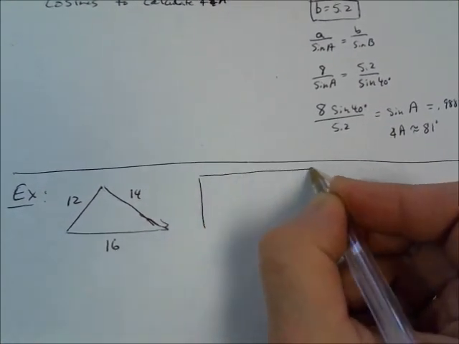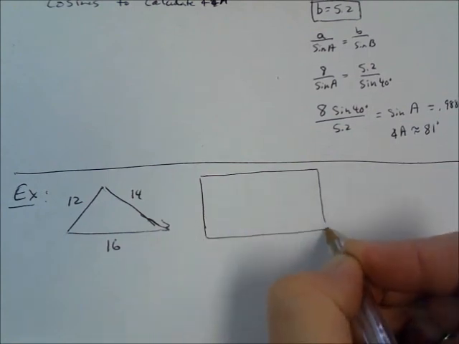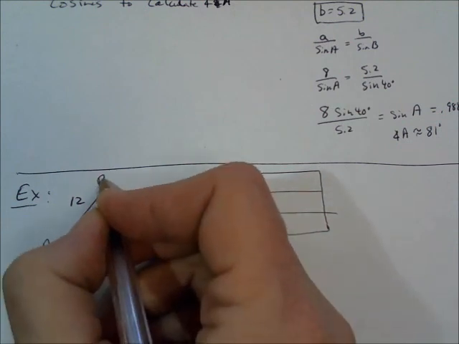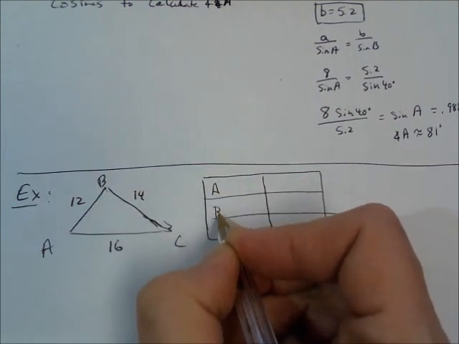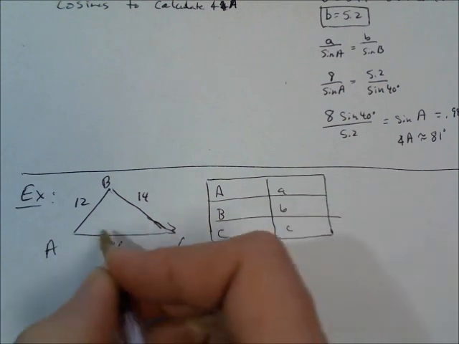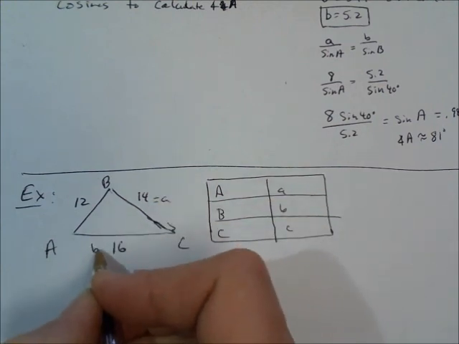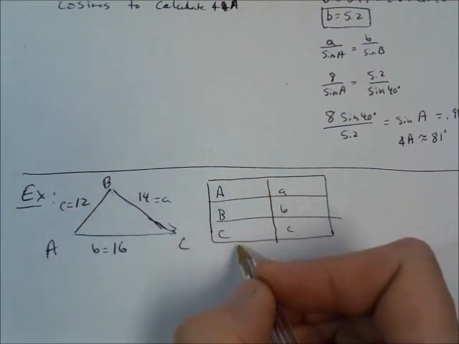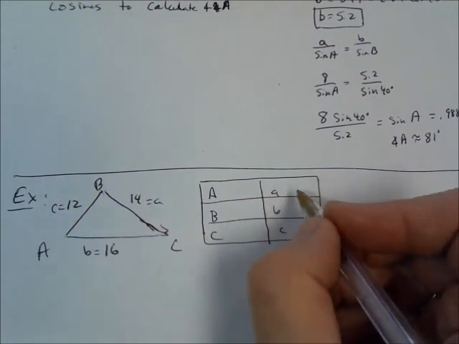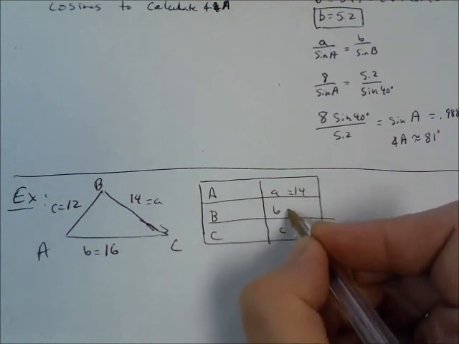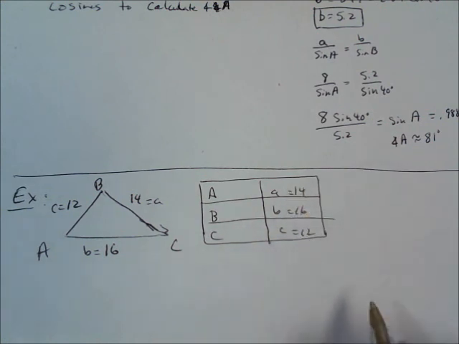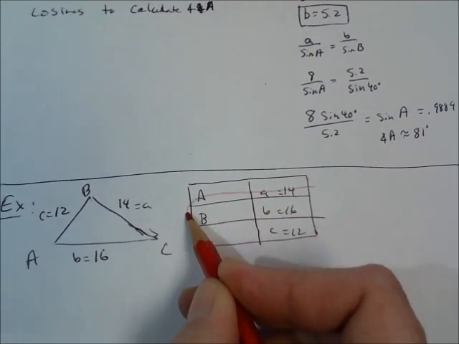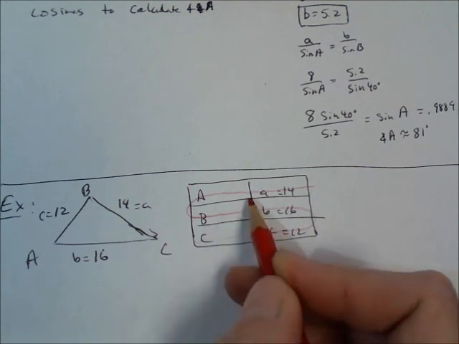So let's see what law we're going to use on this to solve this triangle. Well, let's call it ABC. And 14 is A, B is 16, C is 12. So we can't fill in any of these angles. We don't know those, but we know A is 14, B is 16, and C is 12. So now we'll use our little trick, and it looks like we can't fill in a complete row.